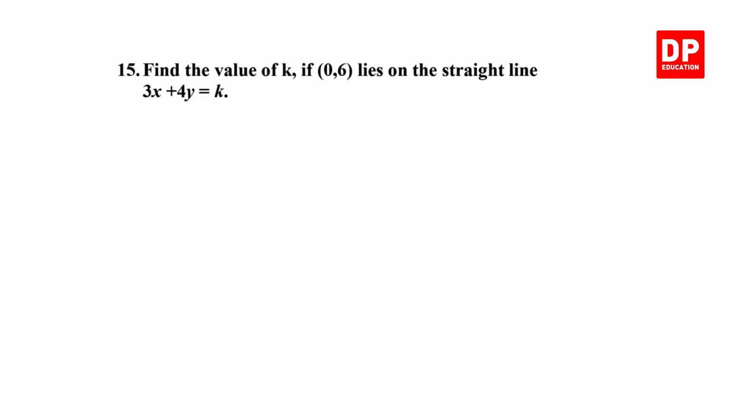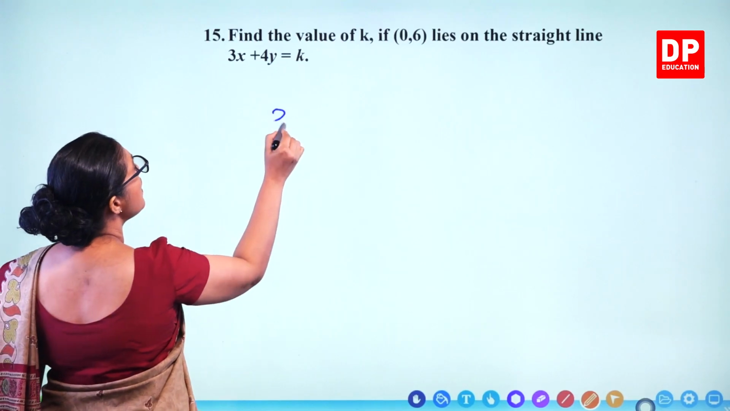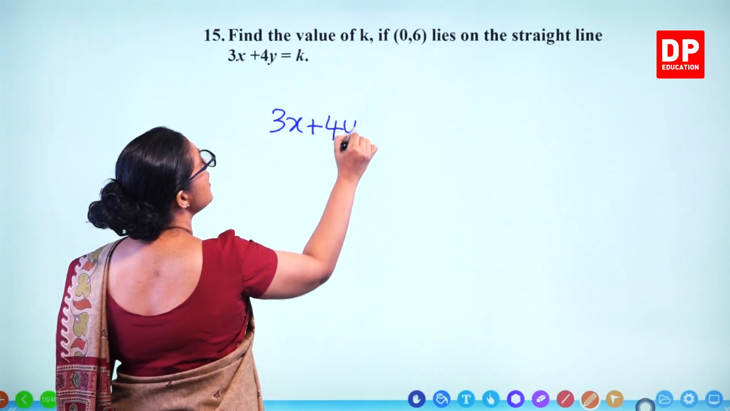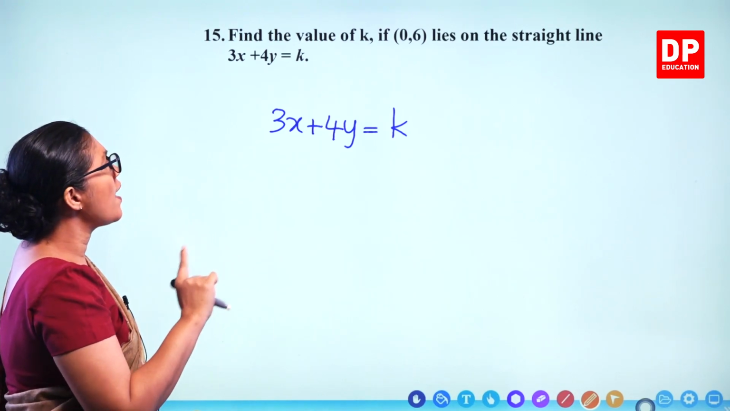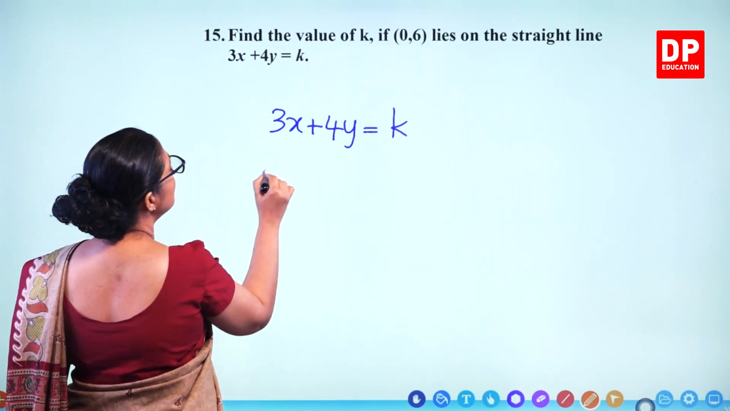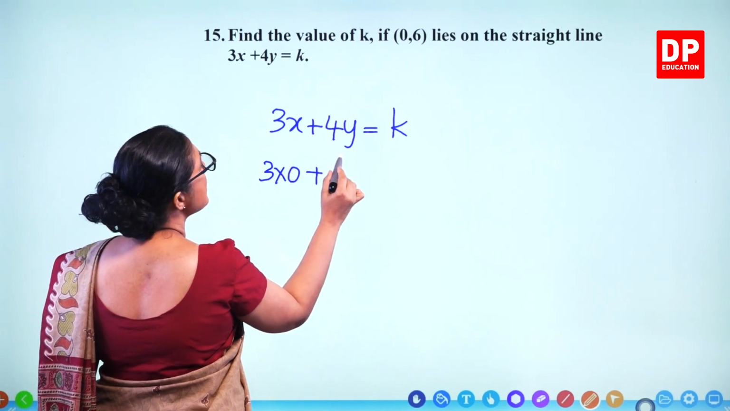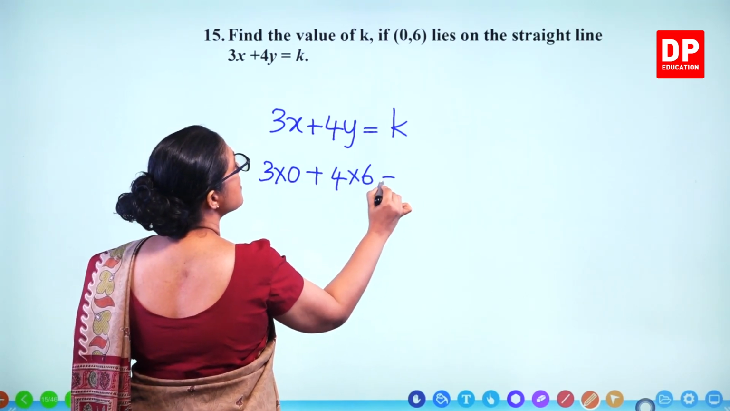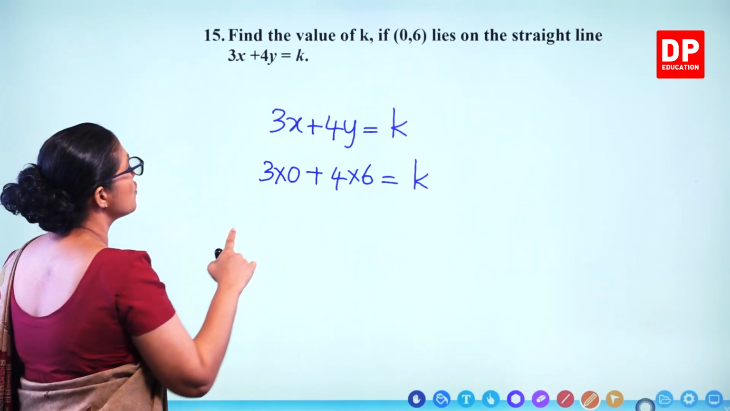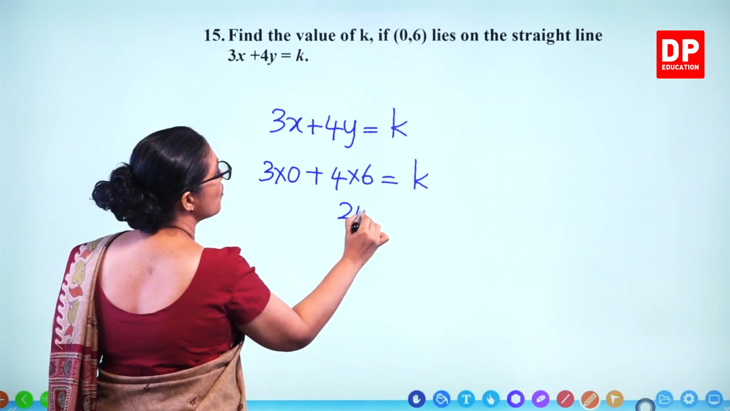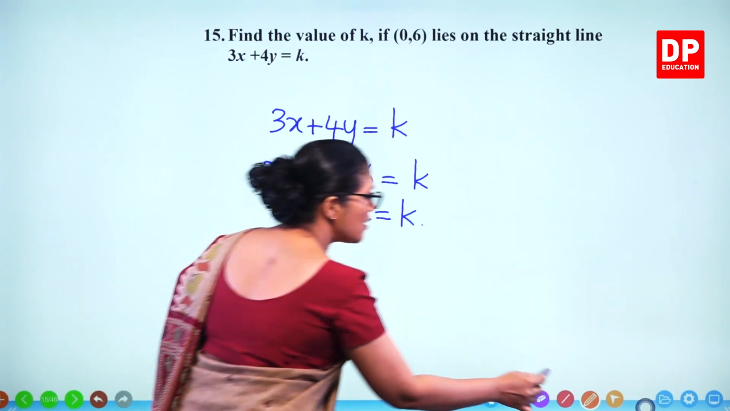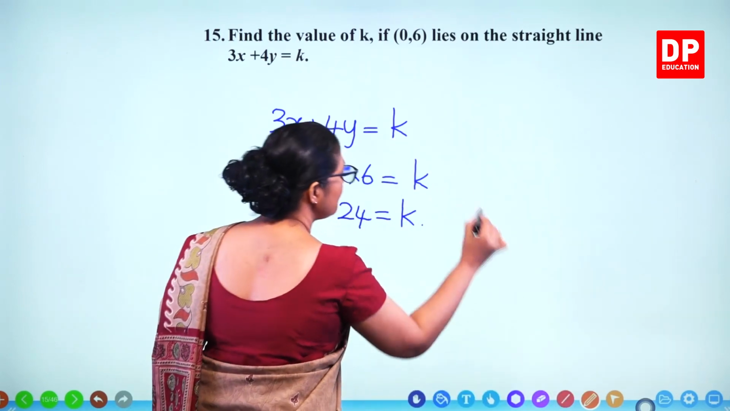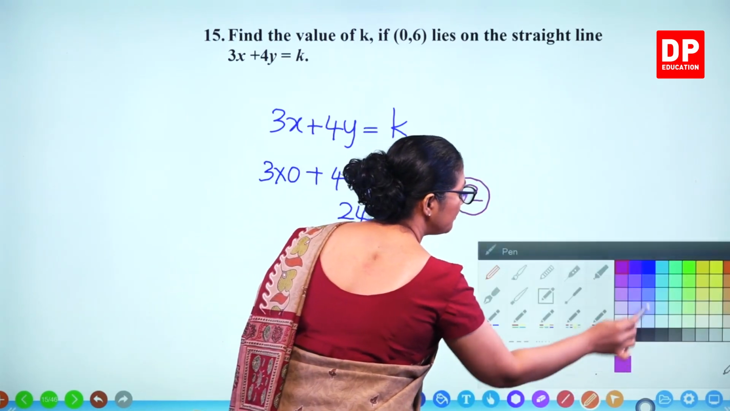Question number 15. Find the value of k if 0, 6 lies on the straight line 3x plus 4y equals k. So the point 0, 6 is on the line, so it satisfies the equation. X is 0 and y equals 6. 4 times 6 is equal to k. So 0 plus 24. So 24 is equal to k because the point is on the straight line. 2 marks for that.